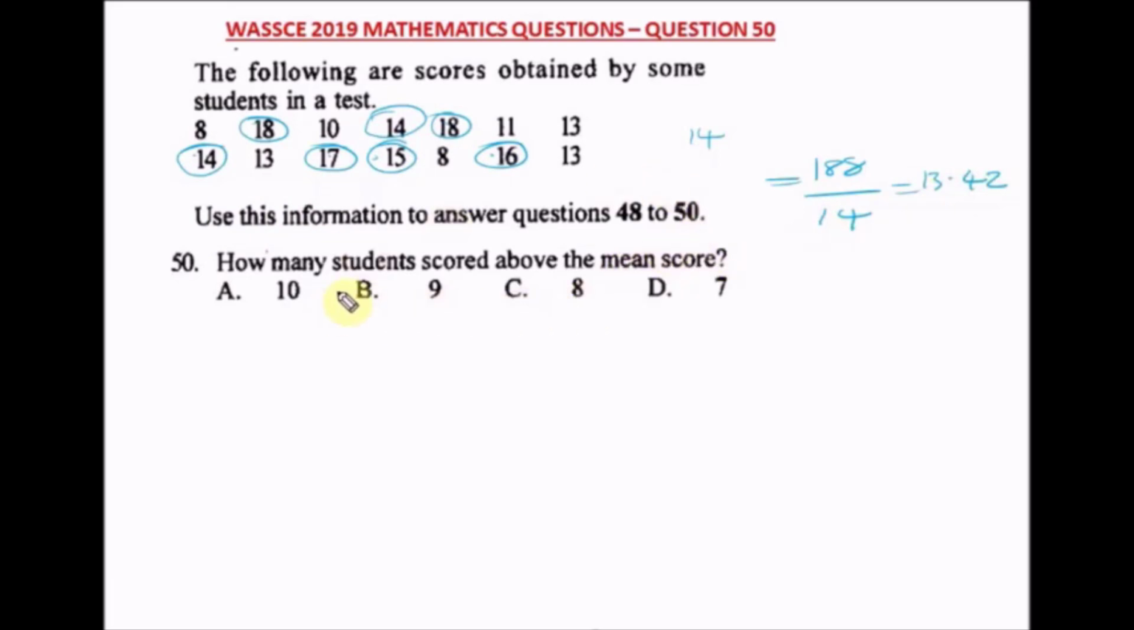So our answer here, the number of students that scored above the mean score is what? 7. All right, and our right option here is option D.